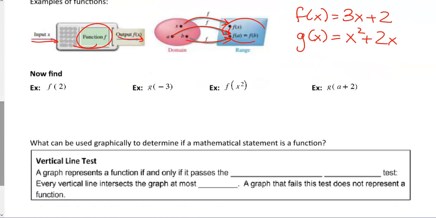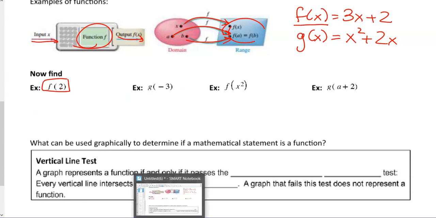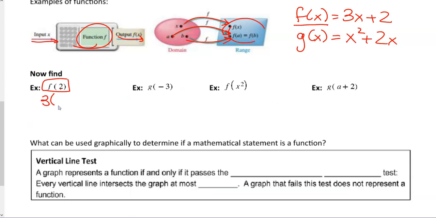As a review, evaluating functions would look like this, where I'm looking for what is f of 2. That means that wherever I see an x in the f function, I'm going to replace it with 2. So for f of 2, we would take the x out, replace it with a 2, and then add 2. By order of operations, we're going to multiply first and then add.